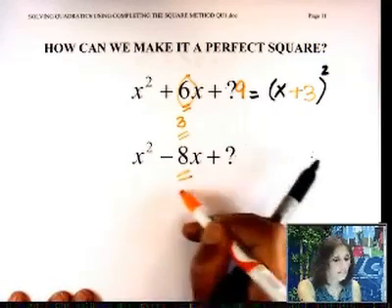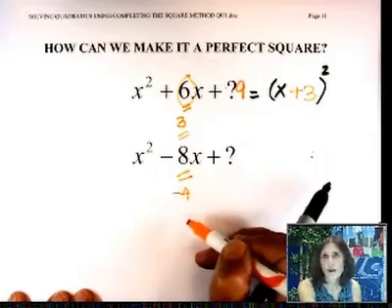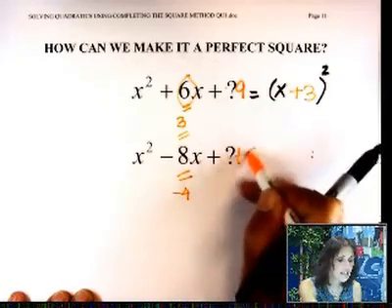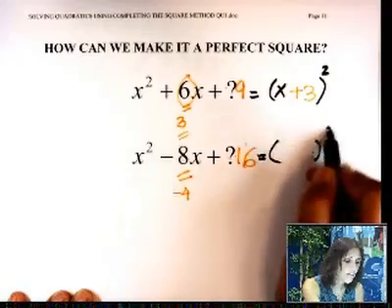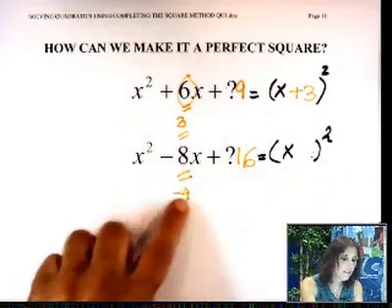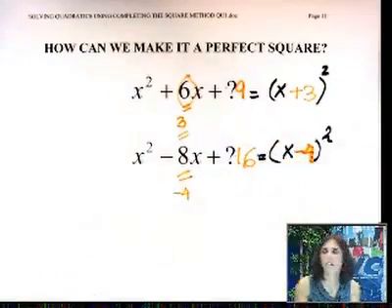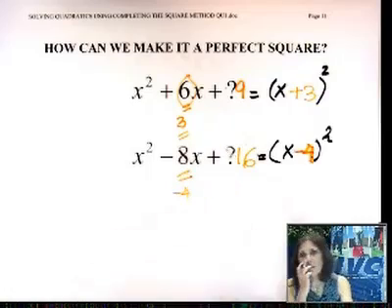Divide this by 2, negative 4. Square it, positive 16. And what is that a perfect square of? That's the perfect square of this guy, x minus 4. All right.